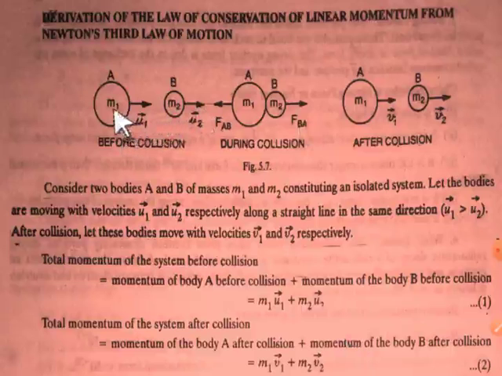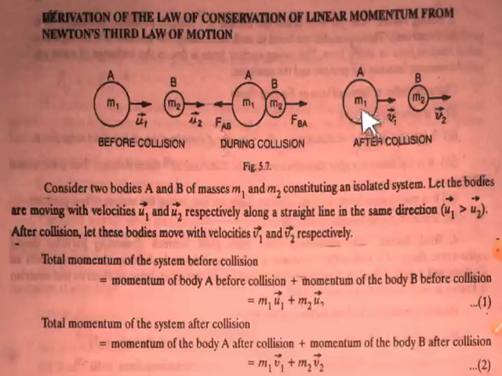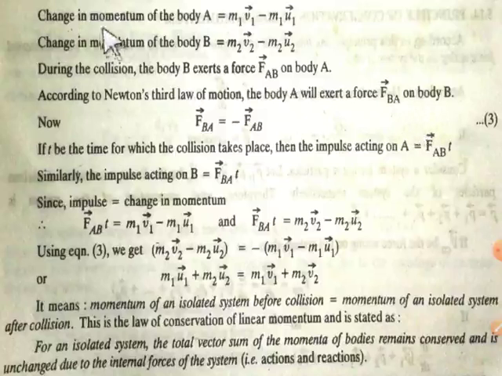This m1 is moving with initial velocity u1, and m2 is moving with velocity u2. After collision, the two bodies move along the same direction with the velocity v1 for body A and the velocity v2 for body B. Now let's see the change in momentum of body A. Change in momentum of body A means the final momentum minus the initial momentum of that particular body.